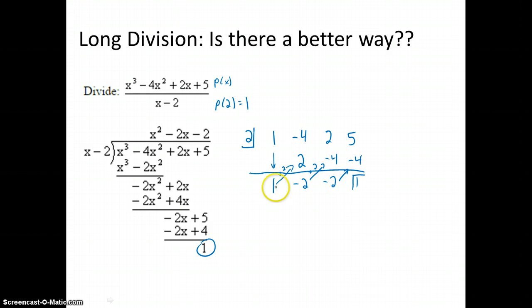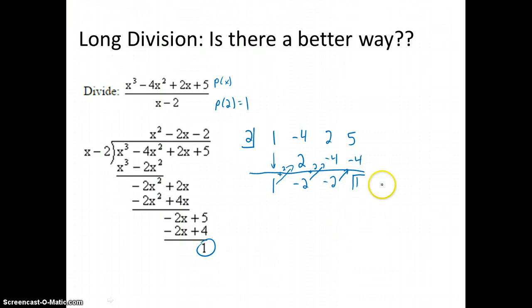1 has been multiplied by 2: 1, 2, 3 times, which is where that x cubed comes from. The negative 4 has been multiplied by 2 once, twice, which is where the square comes from. The 2 has just been multiplied once, and then we just added that 5 at the end. So that's why it works to get that 1.